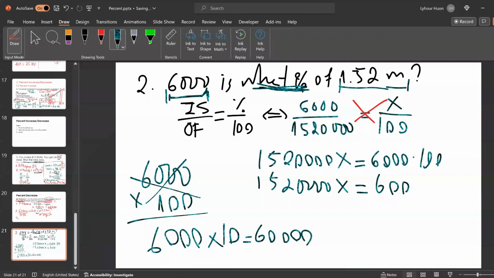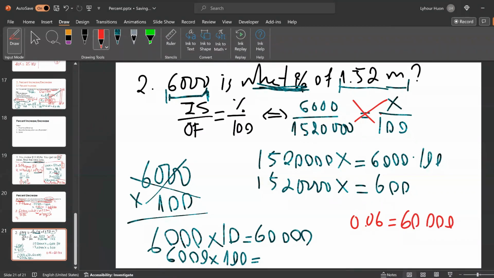Now, when 6,000 times 100, why did you say 0.06 million equals 60,000? Wait, what did I say? You said 0.06 million equals 60,000. Yes, I thought we were going by 60,000.